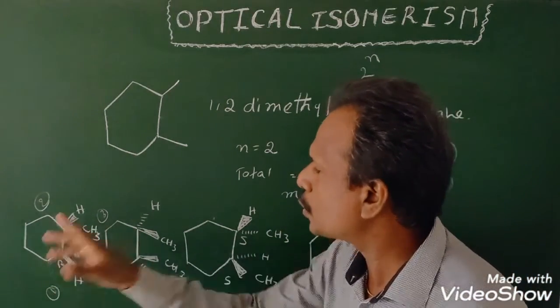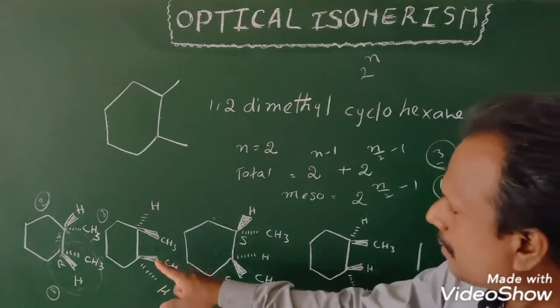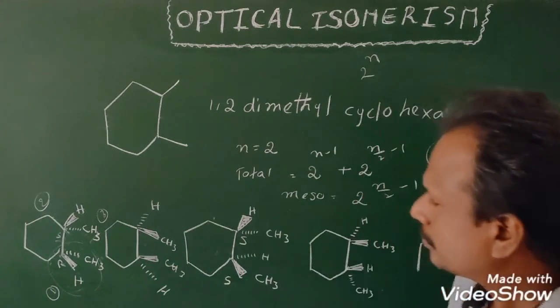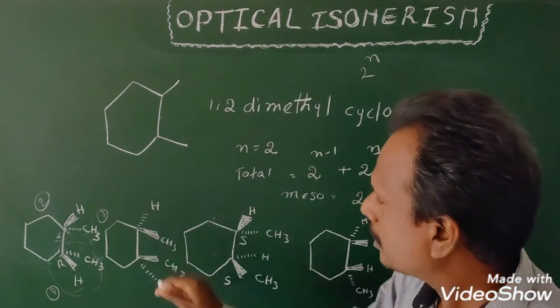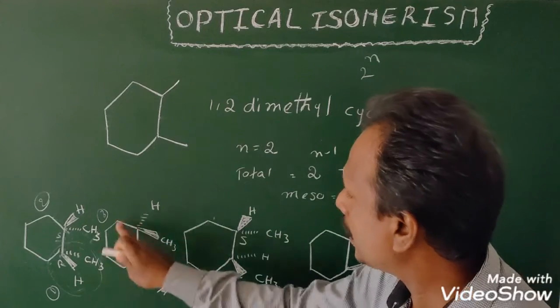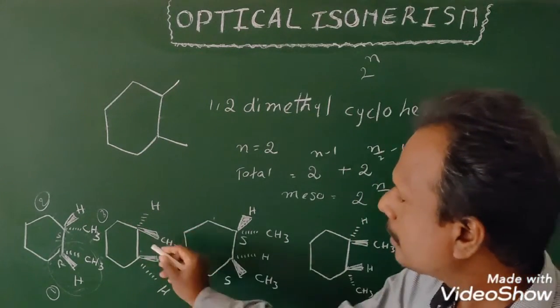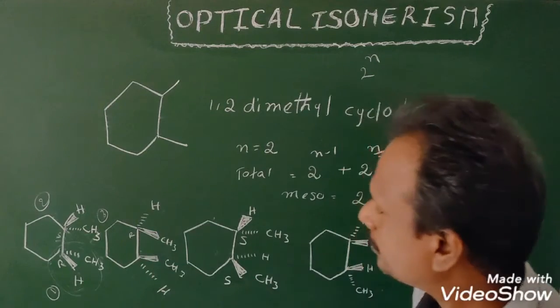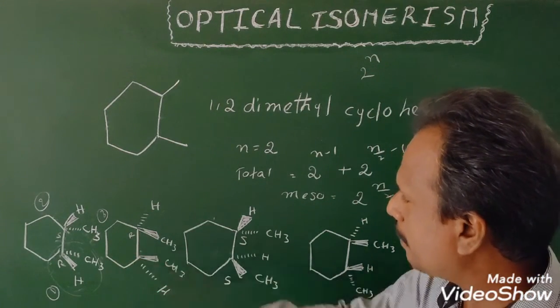Next one. Chirality of this compound. What is the chirality of this carbon? It is 1, it is 2, it is 3. 1, 2, 3. They are in clockwise. Small group is below the plane. So chirality is R. Here, what is the chirality of this compound? Chirality of this carbon? It is 1, it is 2, it is 3.